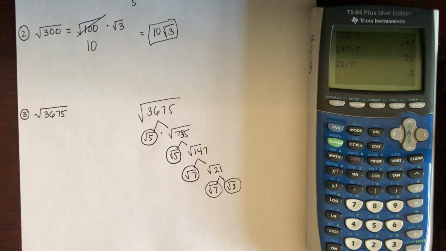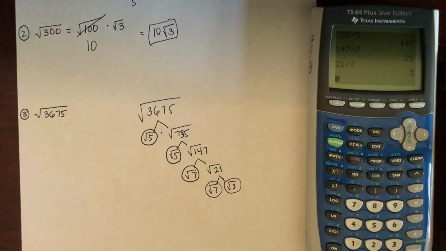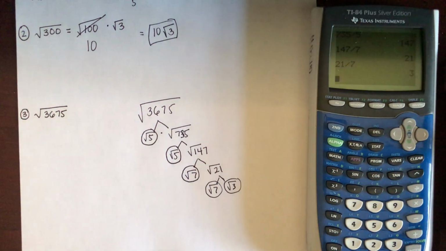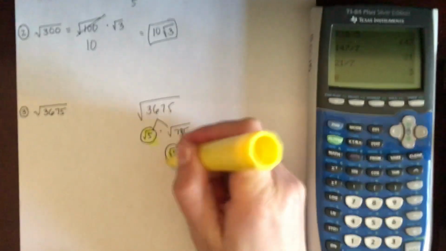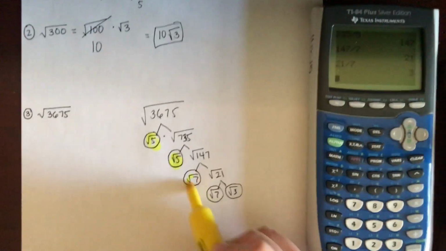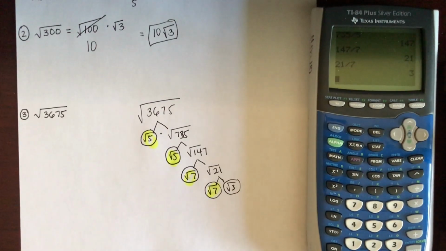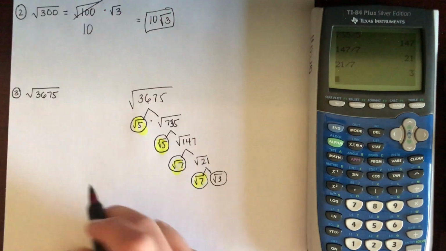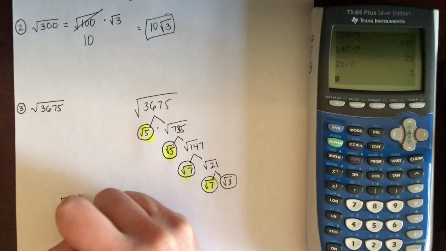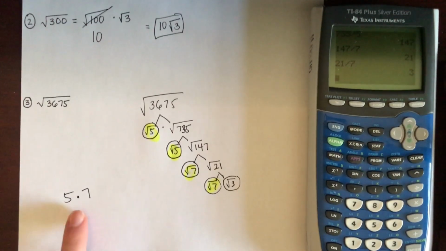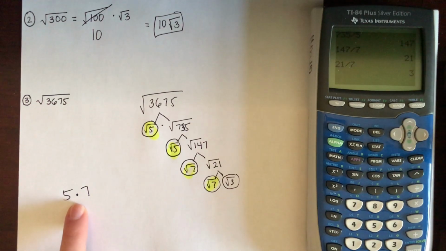Now, we're taking a square root. So whenever I have a double of a prime, like 5, I have a double. 7, I have a double. I can pull out a 5 and a 7 to the front of the square root. Notice I put a multiplication symbol in between them.